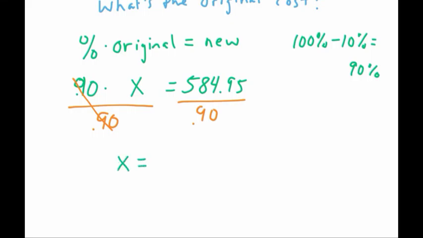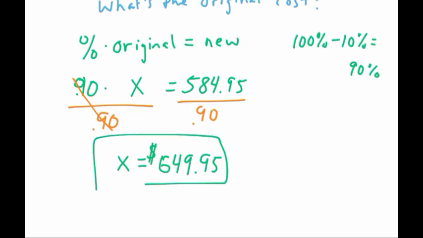And then that says to us, all right, my original cost was $649.95. You're actually getting a pretty decent savings. 10% of a big number starts to add up. But that there now would be your original cost of the Antler Blem snowboard.